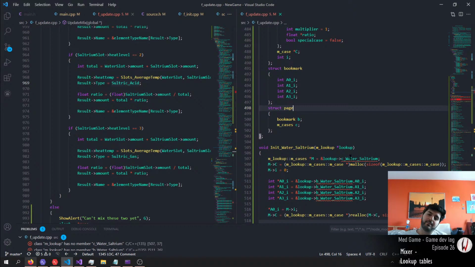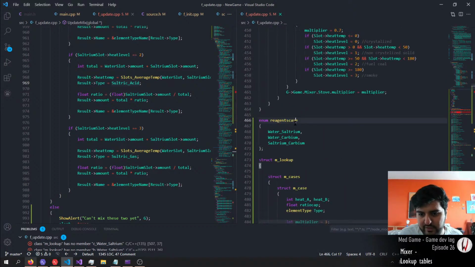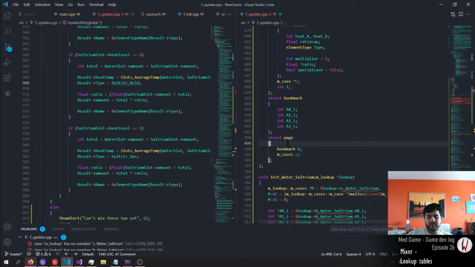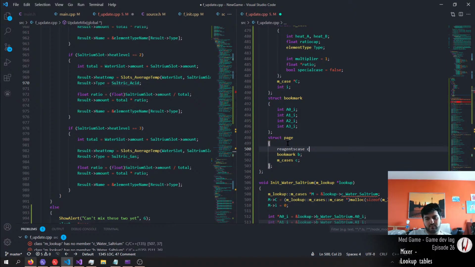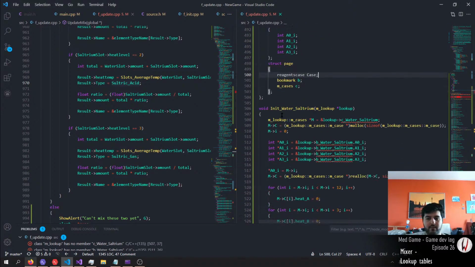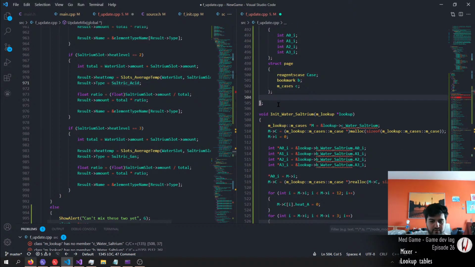And do you have an array of pages on this? Here I think you need the cases, the enum thing, the reagent case. Okay. And you have page array. Yes.